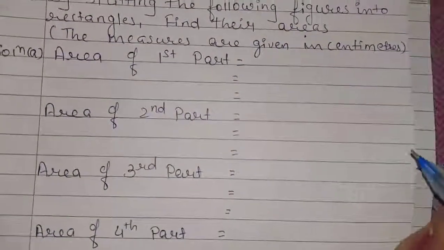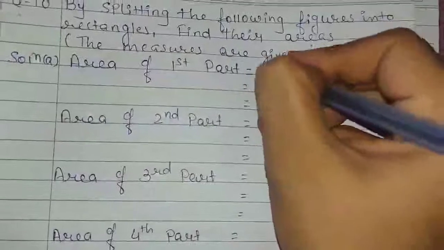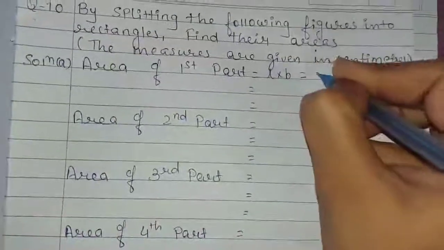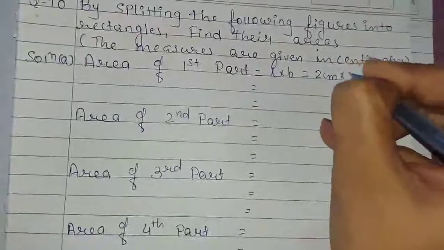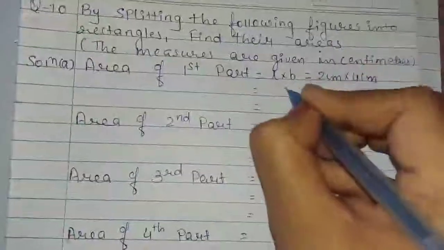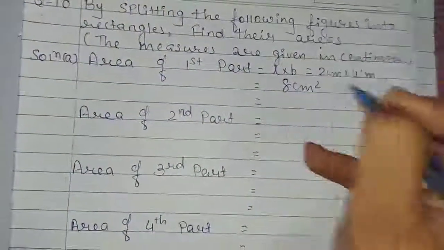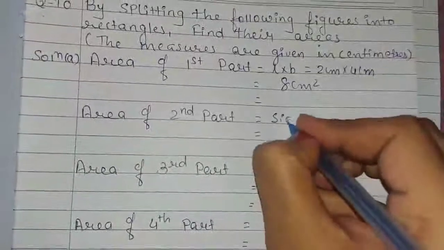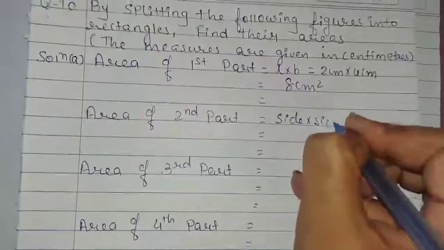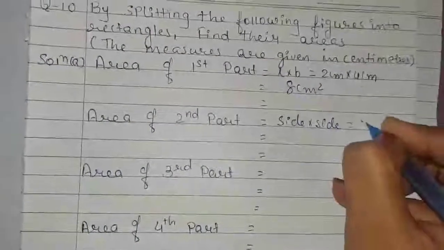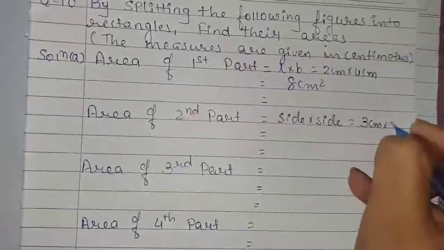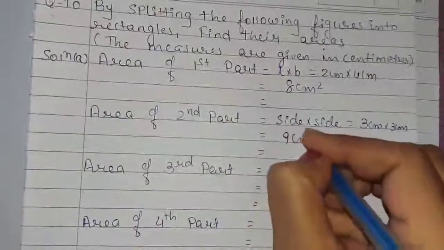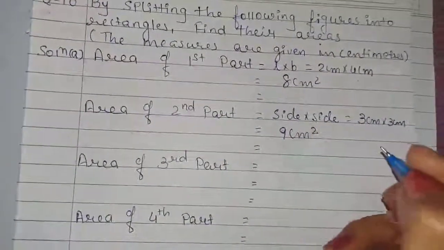Area of first part equals length multiplied by breadth, which is equals 2 centimeter multiplied by 4 centimeter, and that is equals 8 centimeter square. Area of the second part equals side multiplied by side, because second part is square, that is equals 3 centimeter multiplied by 3 centimeter, which is equals 9 centimeter square.